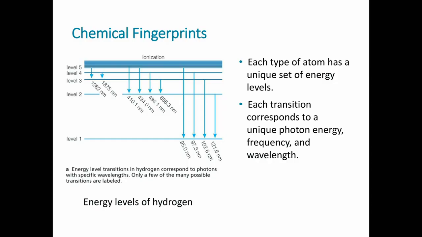If it was 121.7 nanometers, then it wouldn't be able to do this transition, and that photon would either pass through the atom or scatter off of the atom, but it will not be absorbed. It has to be this precise wavelength in order for this transition to occur.